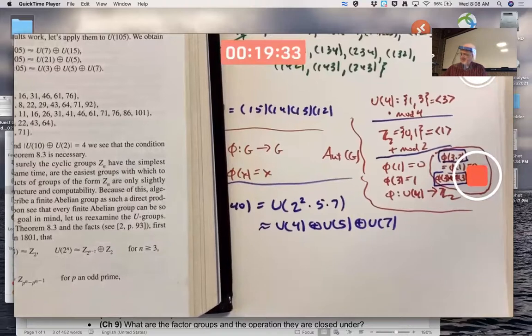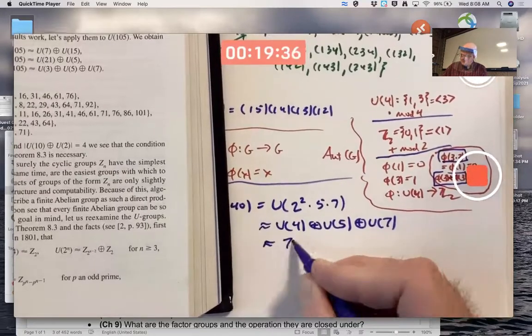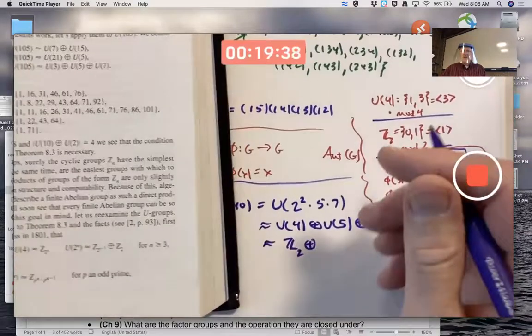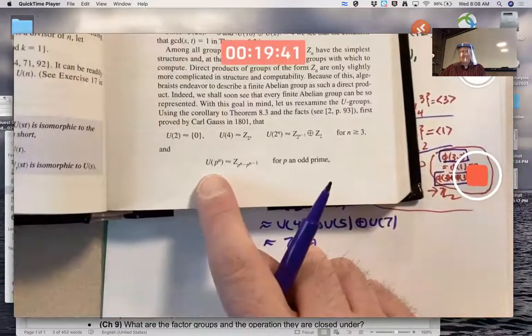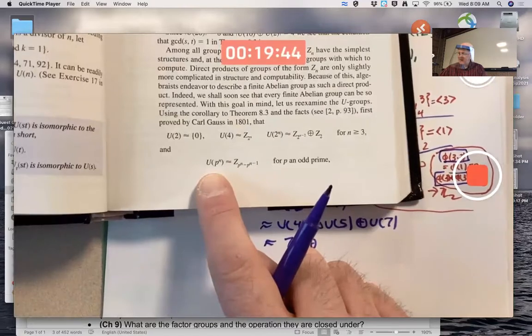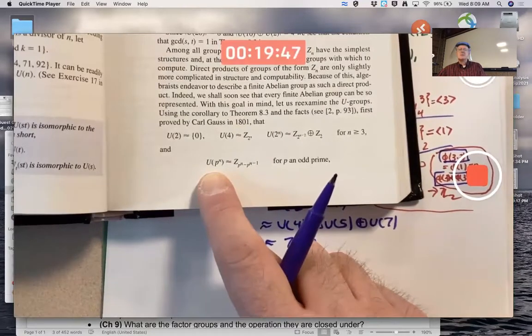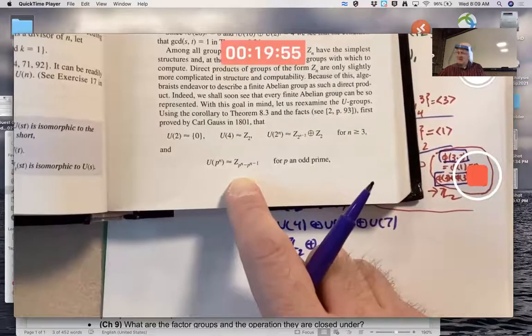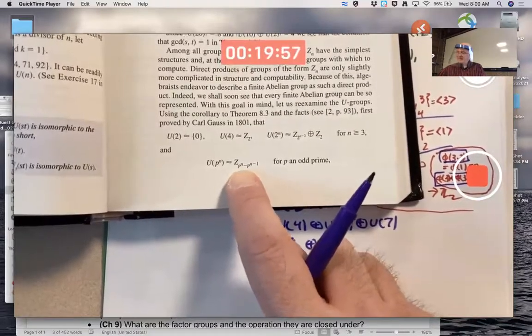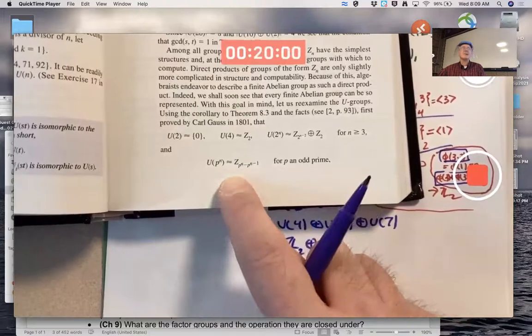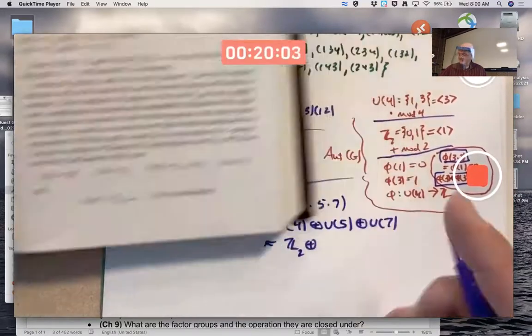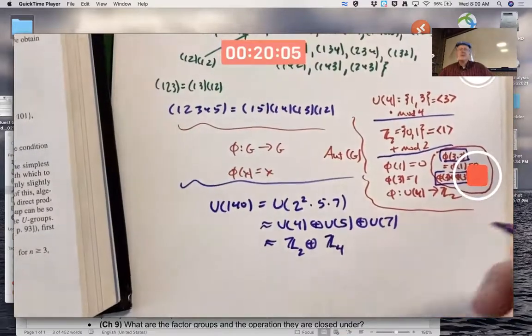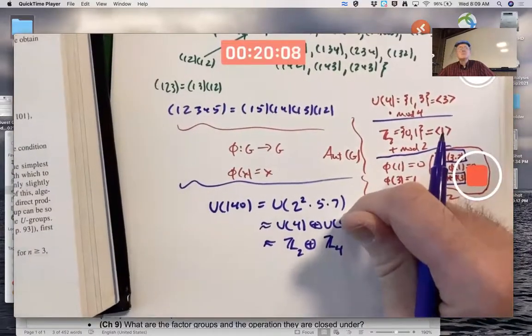Anyway, coming back to this problem, so U4 is isomorphic to Z2. U5, according to the bottom of the page here, is isomorphic to what? Well, 5 is prime. So to use this last thing, we want to think of p to the n as being 5 to the first power. It's cyclic. 5 to the first minus 5 to the 0, 5 minus 1 is 4. It's isomorphic to Z4. It does have 4 elements, 1, 2, 3, 4, right? Under multiplication mod 5.